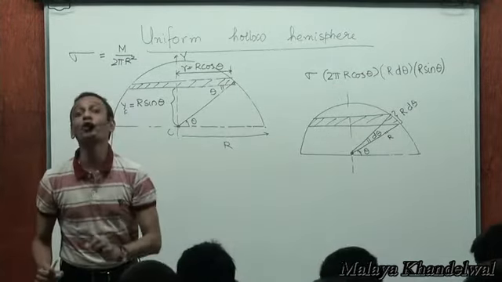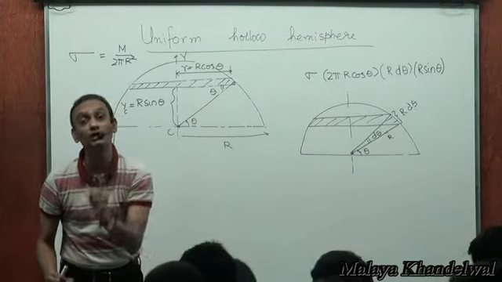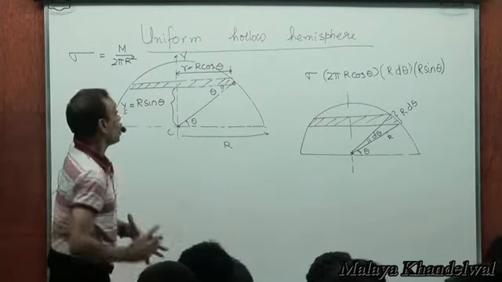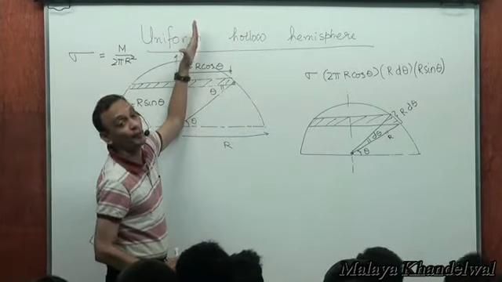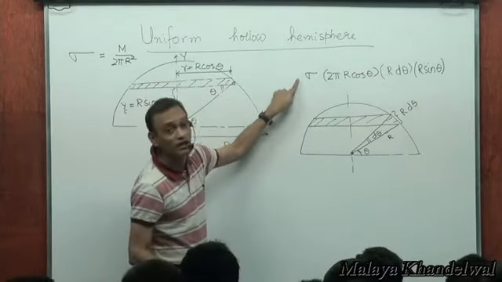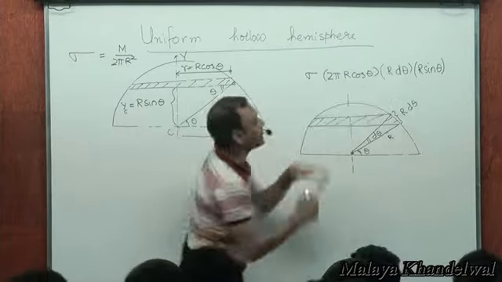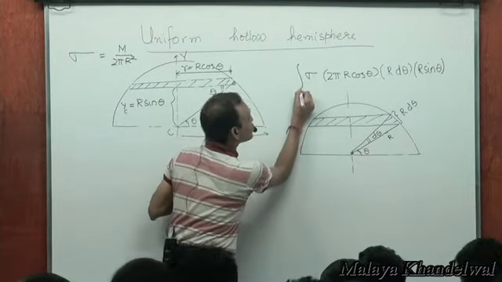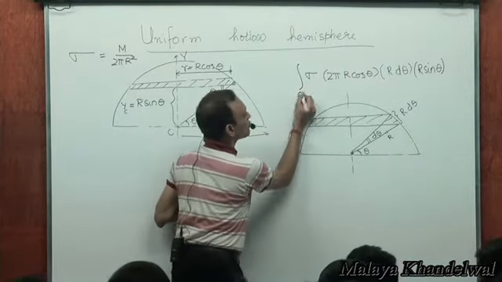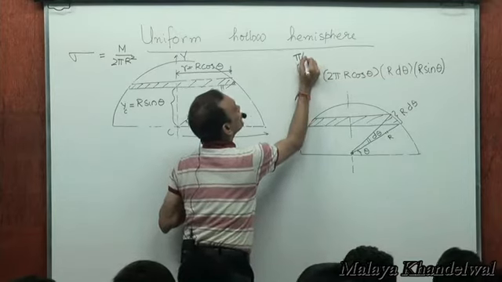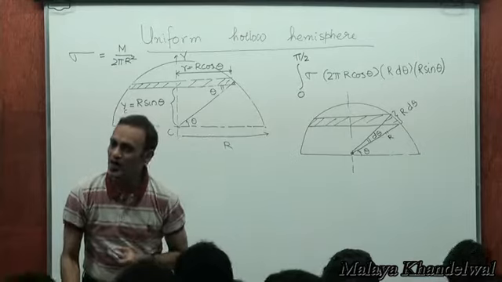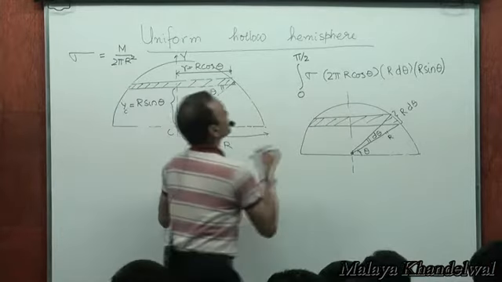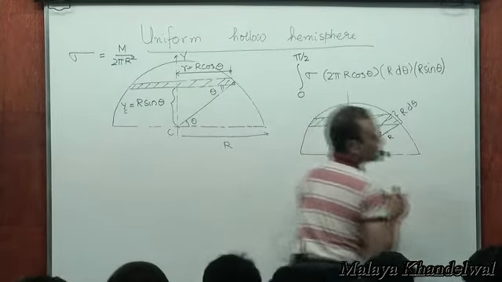I want to sum up all the y into dm's in order that I could cover all the rings, starting from theta equal to 0 to theta equal to pi by 2. So I am going to carry out a summation of these y into dm's, with theta running from 0 to pi by 2, and then I would divide by the total mass of the hemisphere.